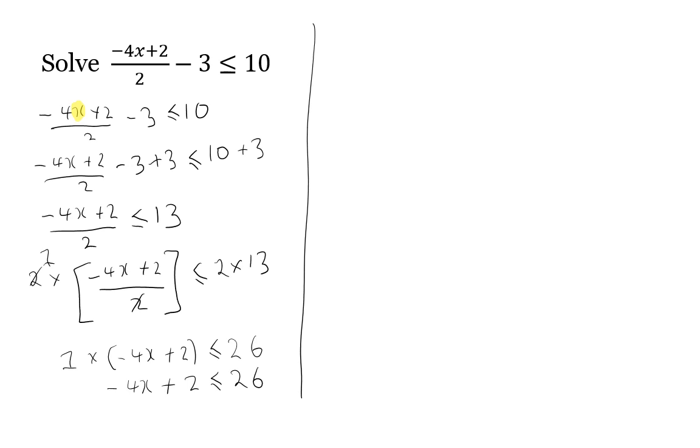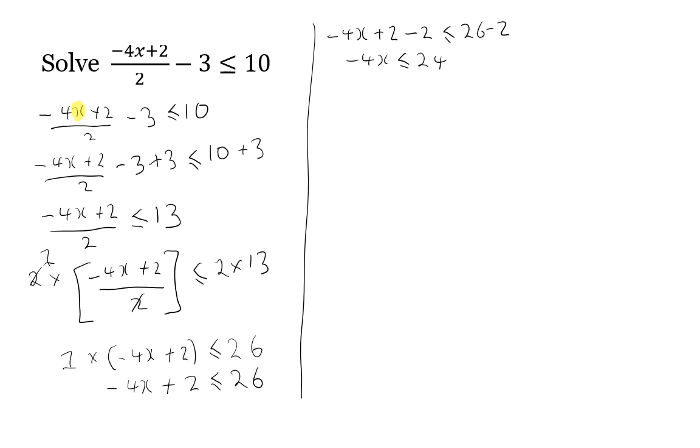So then from here, now we want to remove this 2. To remove it, let's just subtract 2 from both sides. So we'll have -4x + 2. Let's subtract 2 from this side. Then we must subtract it also from this side. 2 minus 2 will give us 0. We'll have -4x here. Then this is less than or equal to 26 minus 2. This will give us 24.